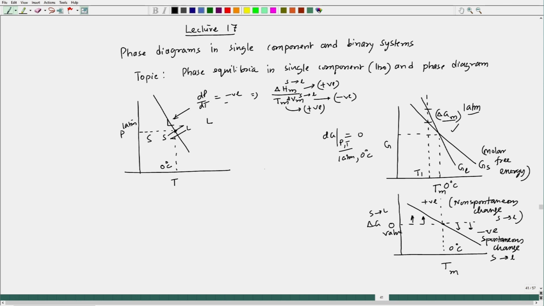An isomorphous phase diagram would look like this, where this is, let us say, A and B solution, and the concentration of B increases. Let us say the melting point of A is lower than the melting point of B, and 100% here, and this is let us say TMB. So, the isomorphous phase diagram looks like this, where this is liquid, this is solid plus liquid, and this is solid.